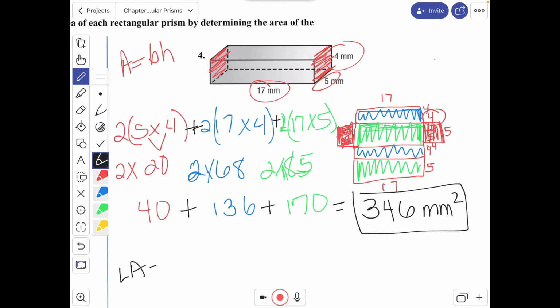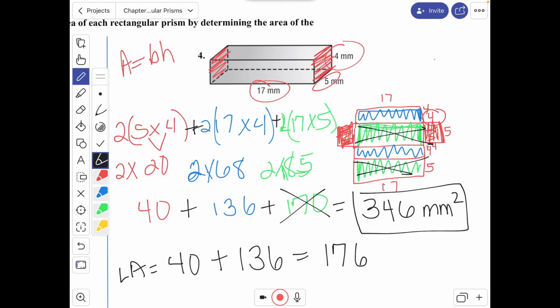Then it's also going to ask for the lateral surface area. Lateral surface area means we don't include the base. The base would usually be the top and the bottom, and the top and the bottom is this green here. So I don't want to include that. So the lateral would just be 40 plus 136, which is 176 millimeters squared.